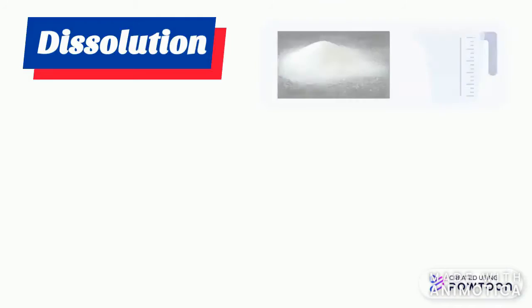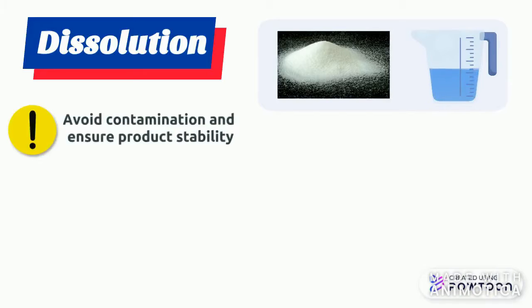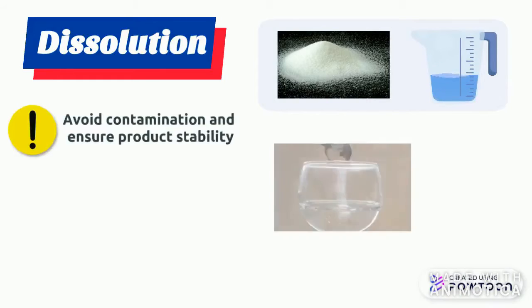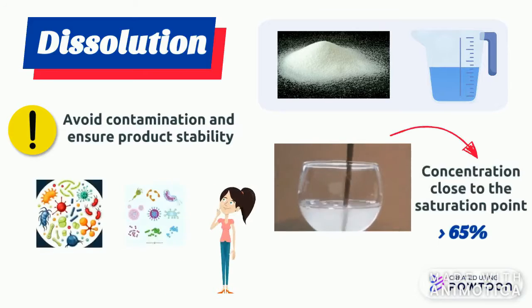The dissolution is the step where the sucrose and the other syrup ingredients form a solution. The sucrose, the quality of the water, and the lab equipment have to be carefully selected to avoid contamination and ensure product stability. It's important that the sucrose concentration approximates its saturation point, but wait, it can't reach it. Concentration higher than 65% decreases the microorganism proliferation.